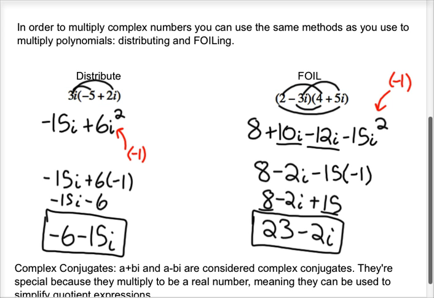So again, two processes that you already know, you've seen when it comes to polynomials. Now we just have to apply it to this new concept, apply it to these complex numbers.